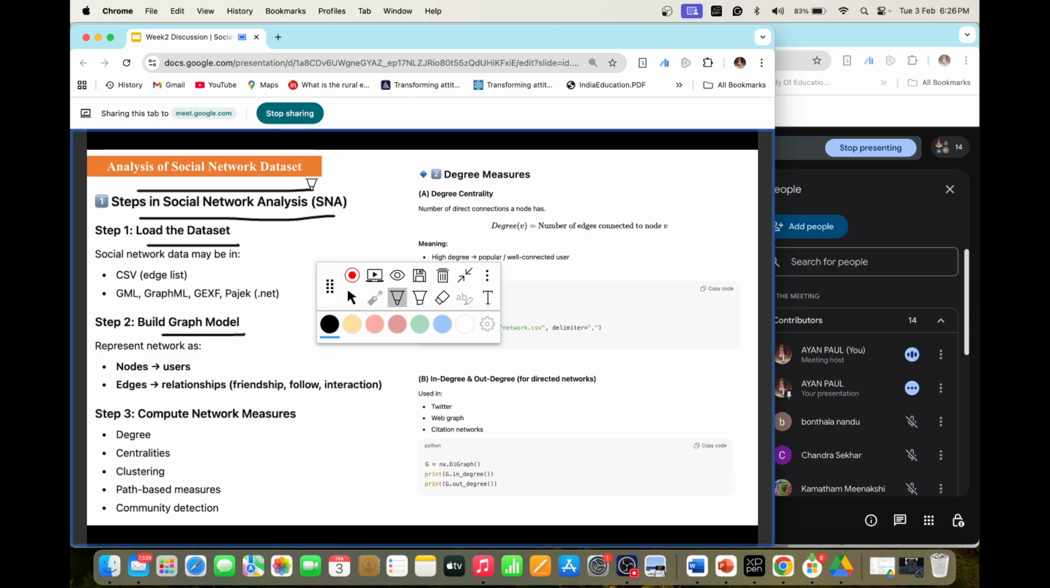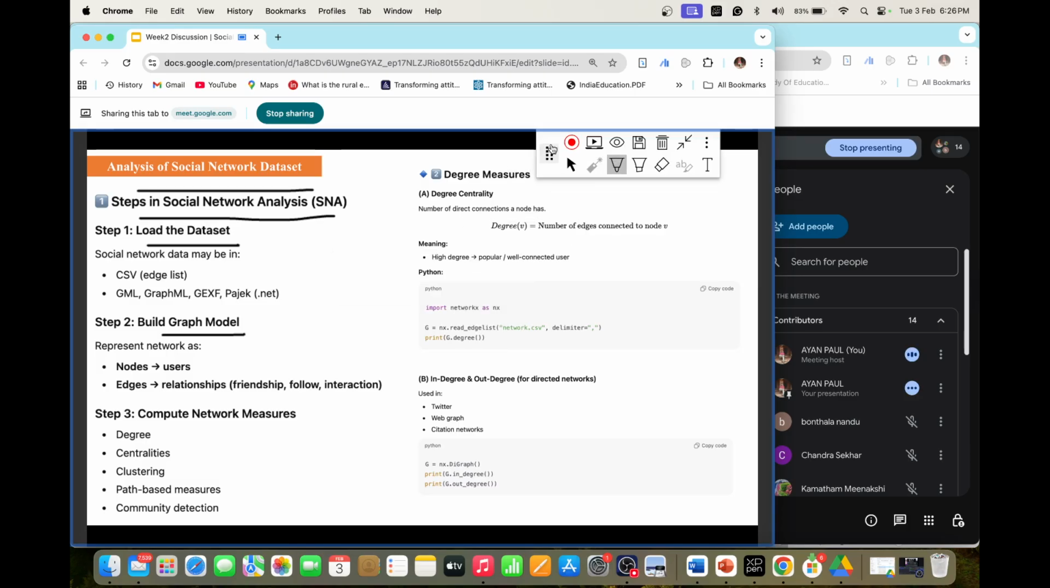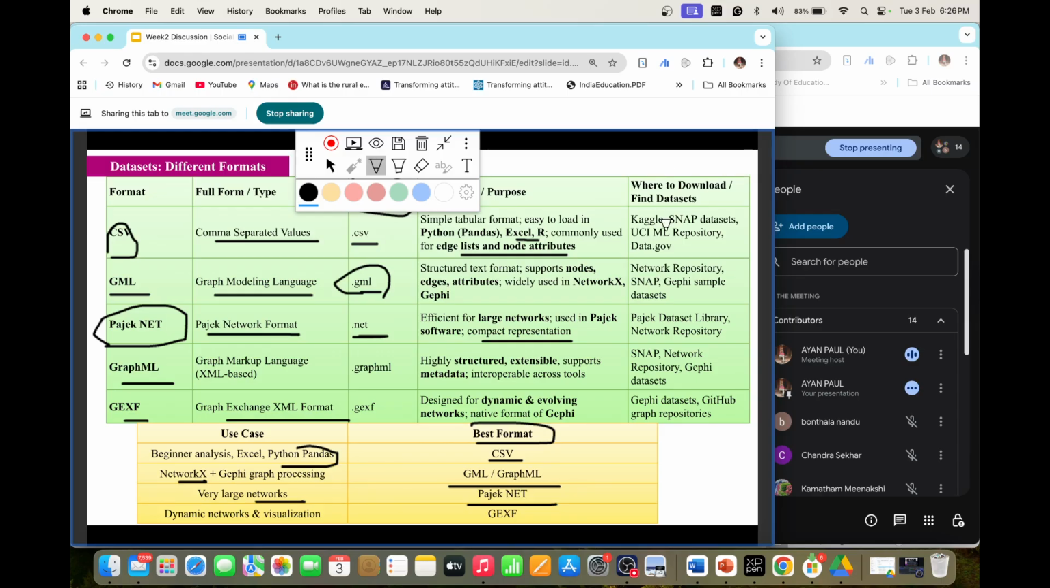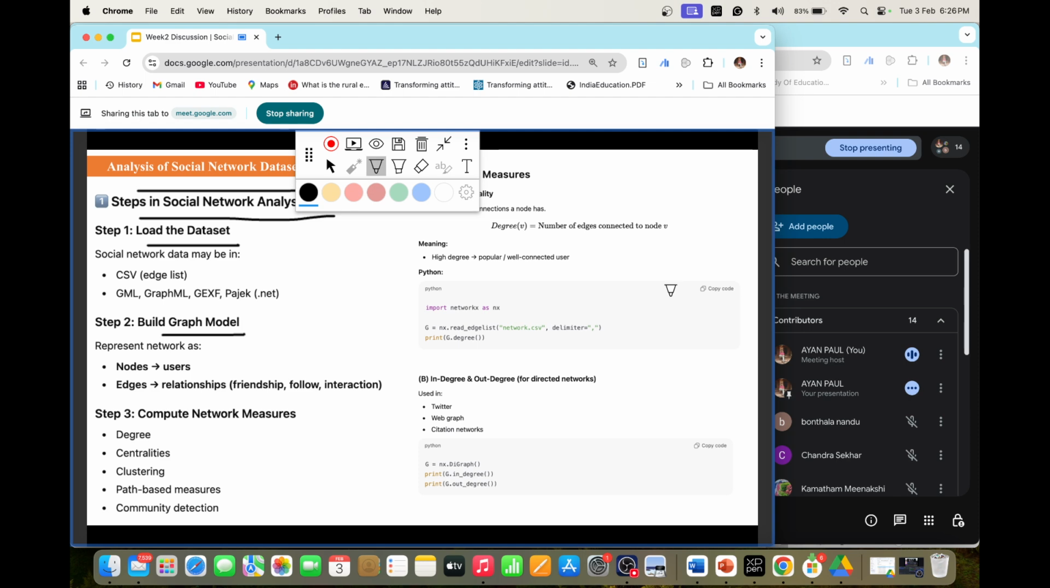So again I am repeating. Basically there are 3 steps. First step is to load the dataset. All these datasets you can get from these repositories; you can just visit them and download the dataset. After downloading the dataset, the first step is to load the dataset. Second step is to build the graph model. How can you build a graph model? Very simple. You know NetworkX, we have discussed it in the previous class.